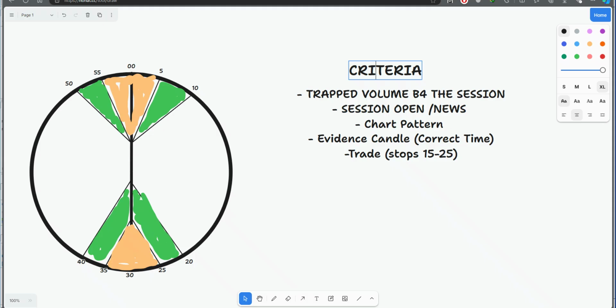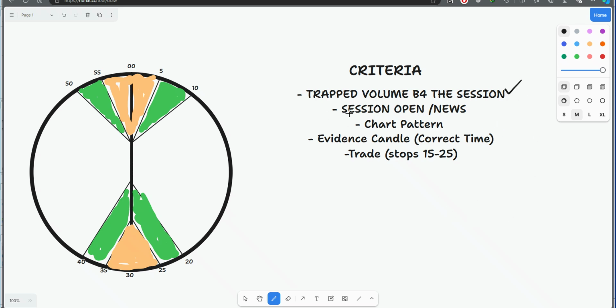So guys, without any further ado, you already know that we have strict criteria and only trade when these criteria are met, because it's important. If you don't have an opportunity, there's nothing for you to do. So the first criteria is to identify trade volume before the session. Some days you won't be able to identify this, mostly when the session opens and you are in the middle. We'll talk about this when we go to our charts.